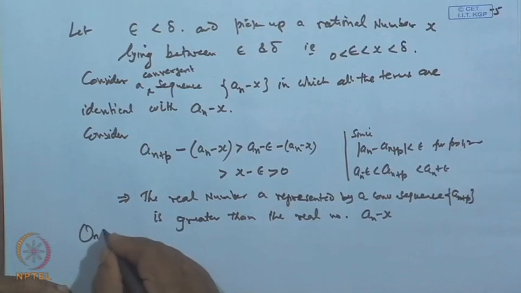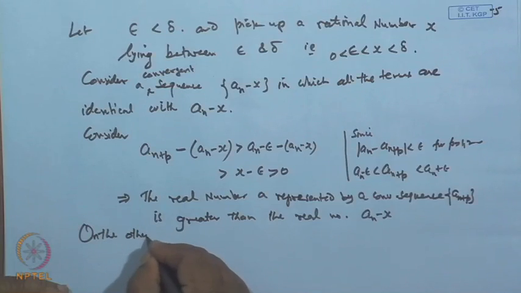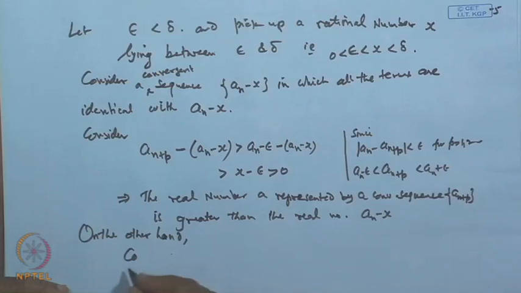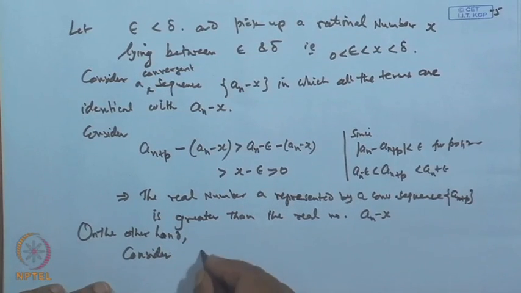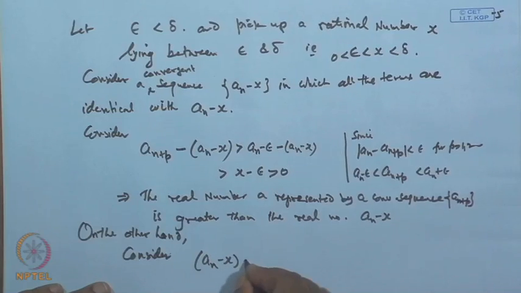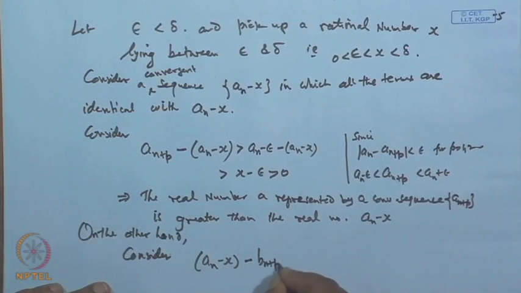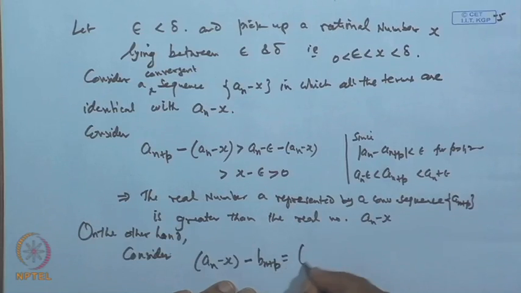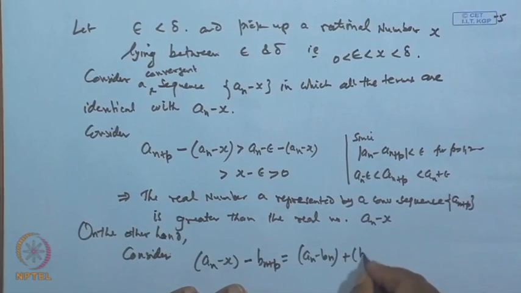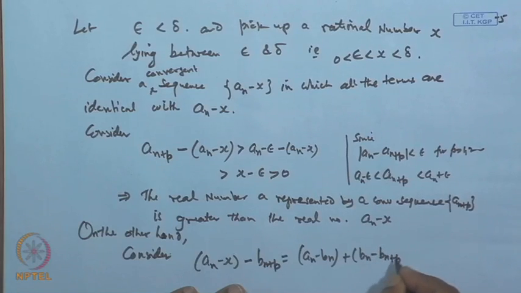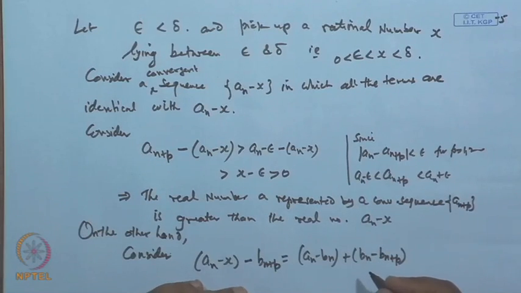On the other hand, consider the difference a_n minus x minus b_(n+p). Now, this we can write as a_n minus b_n plus b_n minus b_(n+p) minus x.